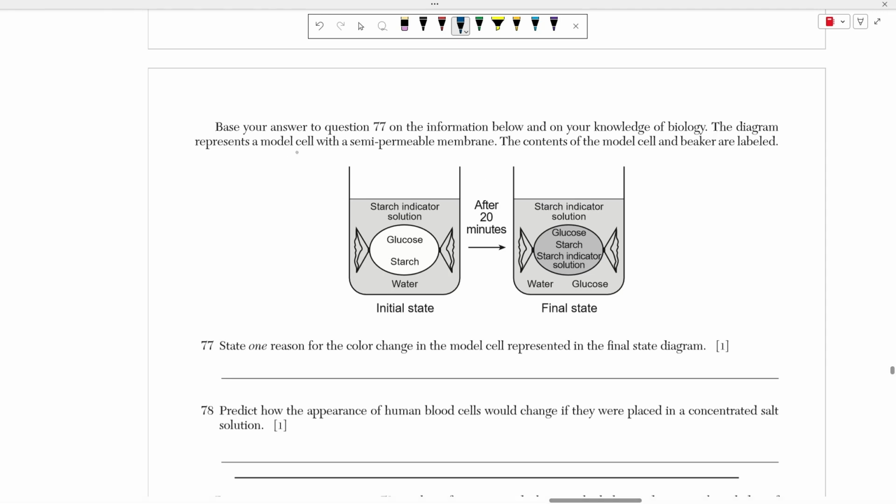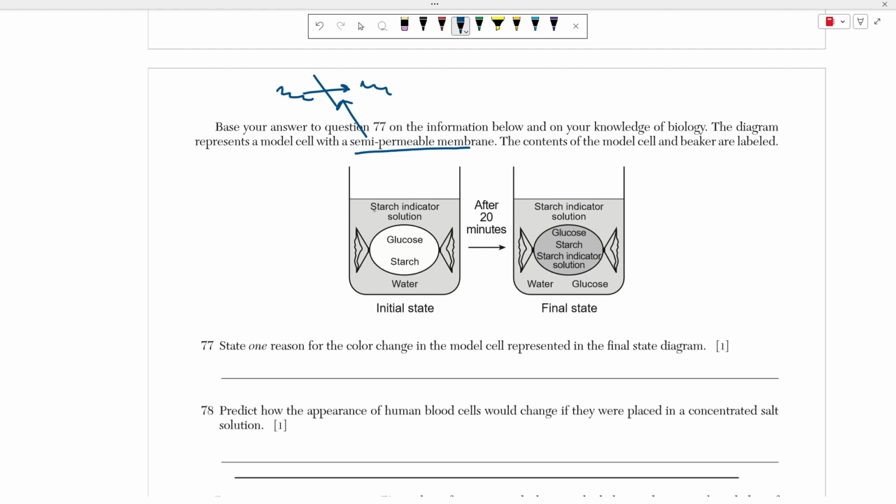It says that the diagram represents a model cell with a semi-permeable membrane. The contents of the model cell and beaker are labeled. So inside of the beaker is going to be water, and inside of that water is a starch indicator solution. And then inside of this plastic bag, which is a semi-permeable membrane, this means that it allows stuff to cross it. So things can cross the membrane. Okay, so if you have some molecules over here, they can pass through the membrane, it won't block it.